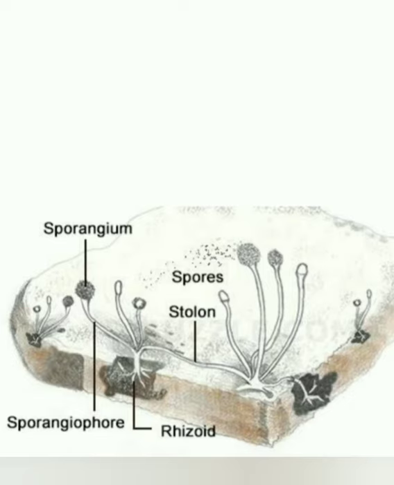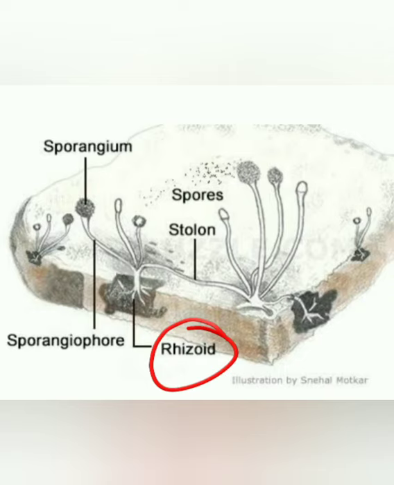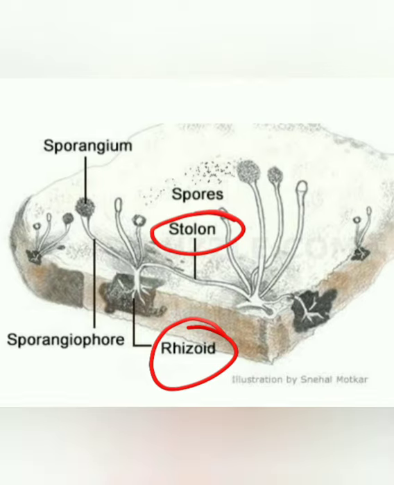Fungi obtain their nutrition by absorbing organic compounds. These hyphae penetrate and secrete enzymes which digest the food in the bread and absorb it. There are three different types of hyphae. The first one is rhizoids or root hyphae that anchor the substratum and also secrete some digestive enzymes. Next one is stolon, which is found above the substratum. And the last one is sporangiophore.